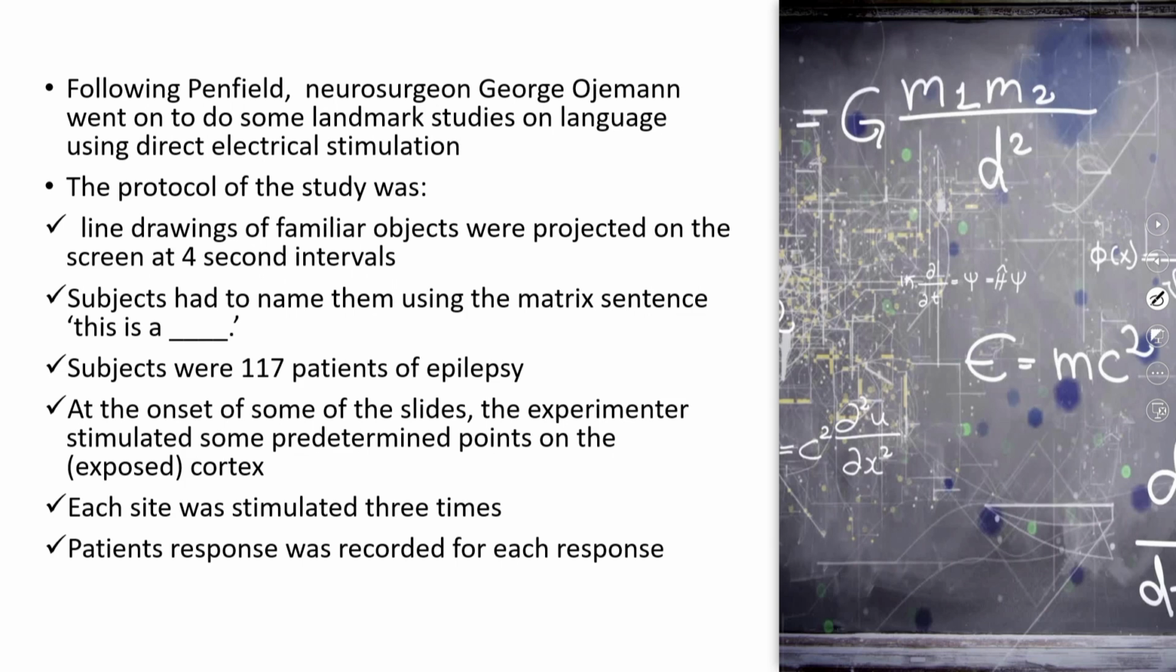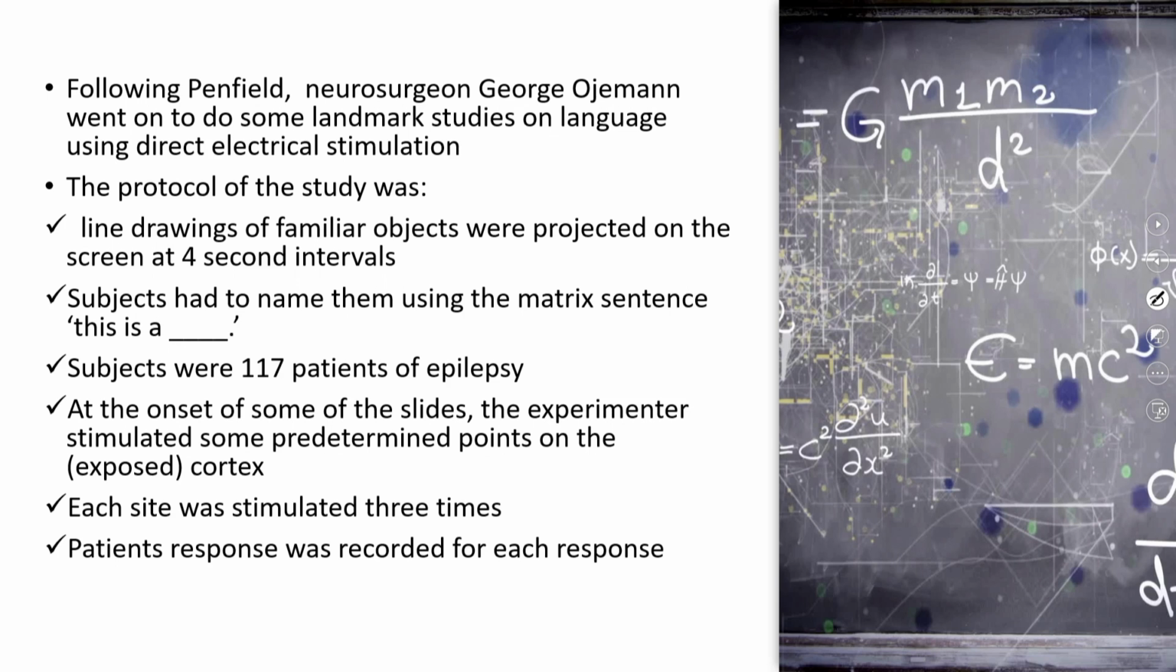Subjects were 117 patients of epilepsy. As I said, all these were carried out only on patients; no normal typically developing person would be going through this. All the initial data in neuroscience, whether it is about language or other mental functions, have typically come from aphasia and epilepsy patients. So, when you talk about older data, we are always talking about patient data. In this case also we have epilepsy patients.